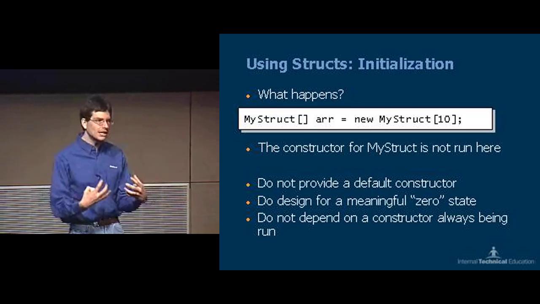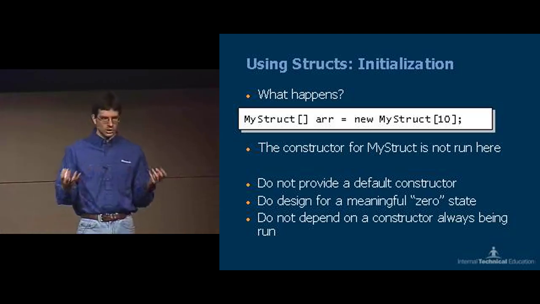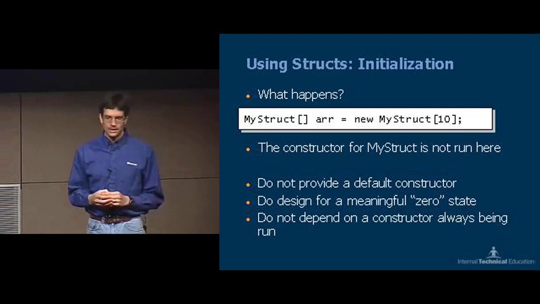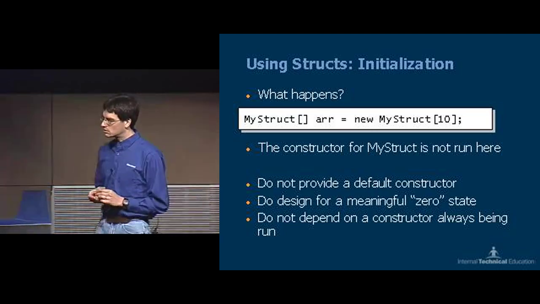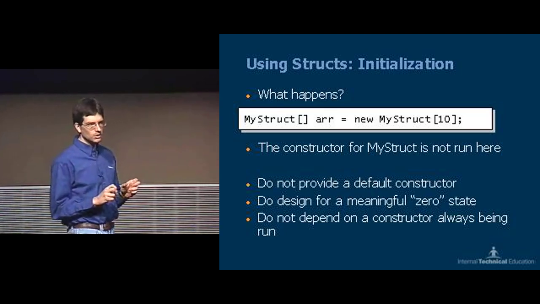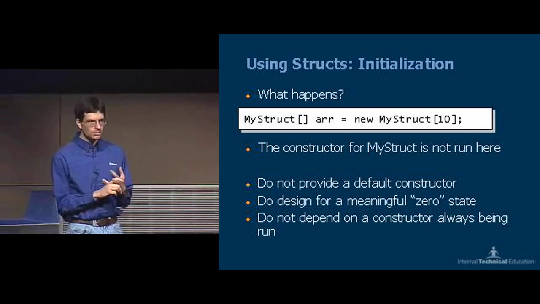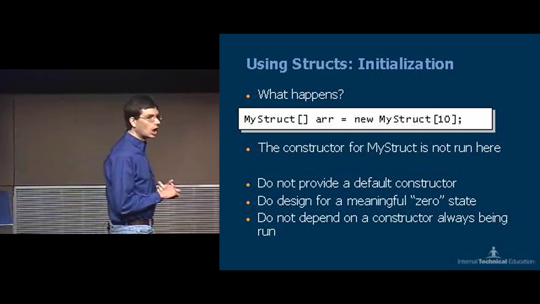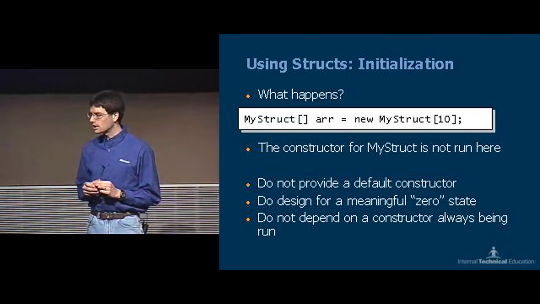So if you're depending on some code in your constructor to run to do something, then it may not in some cases. So you have to design to make sure that the 0 state is meaningful. By the 0 state, I mean any integers or doubles or floats would all be 0. Any references would all be null. So that's what the 0 state's about.